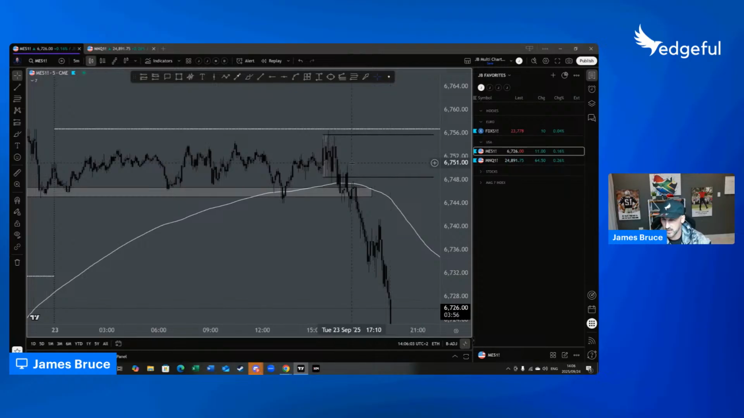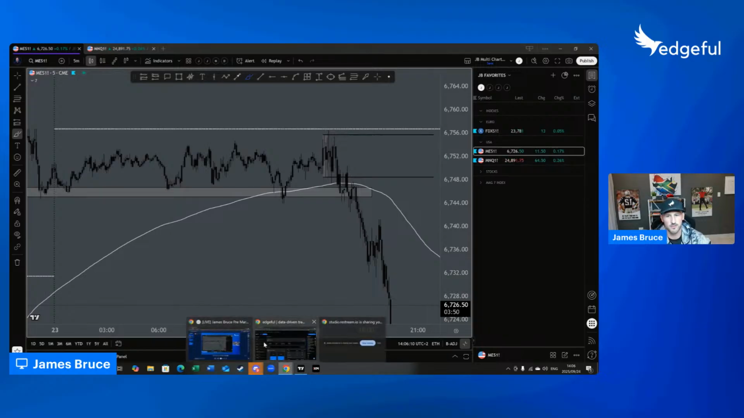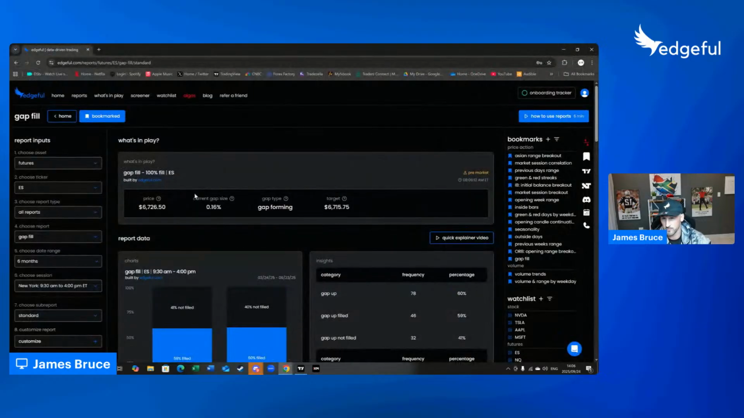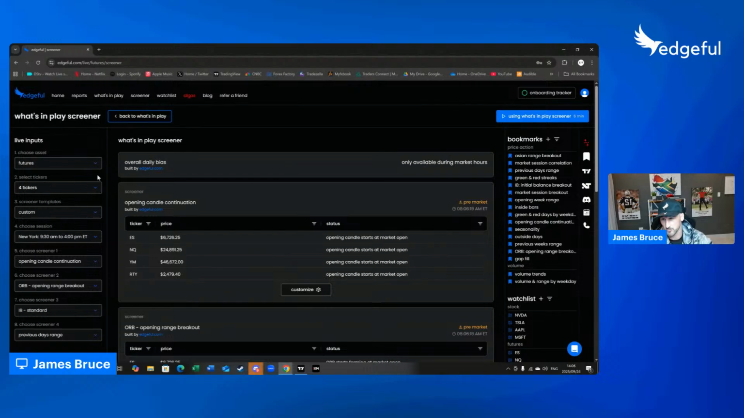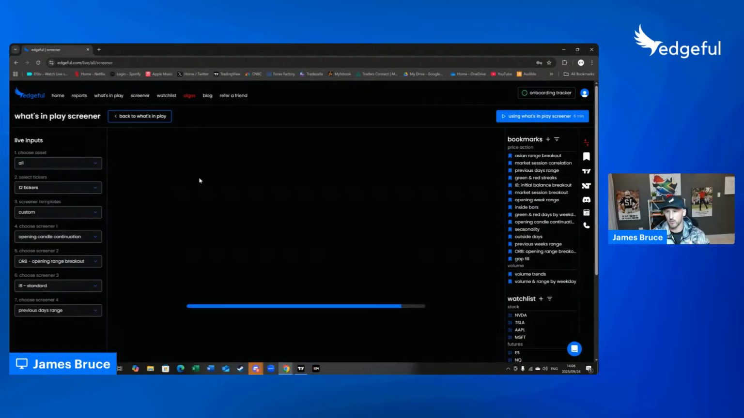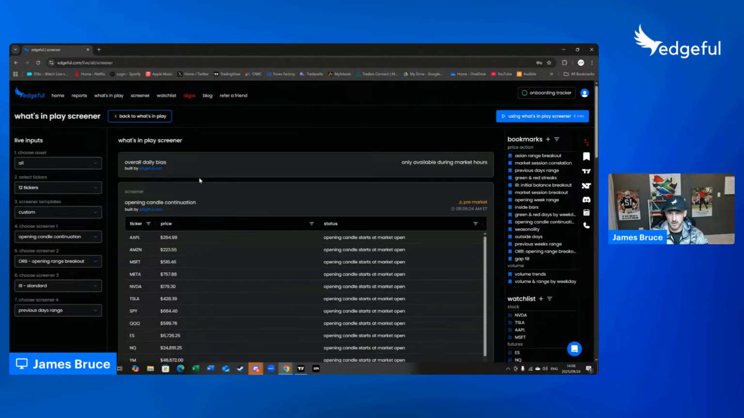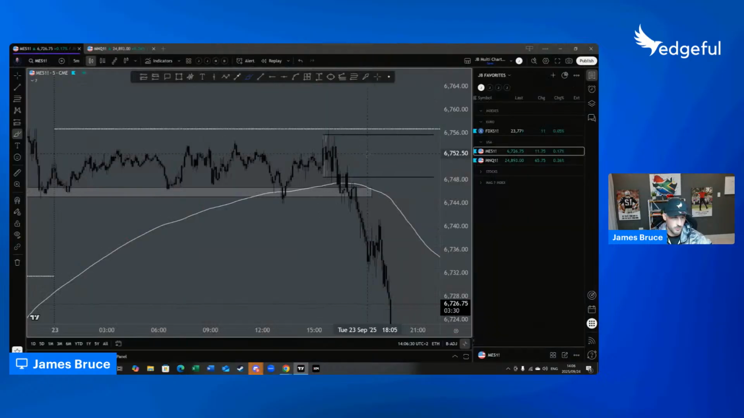Something we just got to have a look at was yesterday we failed to take out the previous day's highs, and you guys know that with the Edgeful reports, that previous day's range is something that I am looking at quite often. If you go to the screener from yesterday, everything was pointing that we wanted to be, at least for me, short biased. The first hour on the Nasdaq, ES and even RTY was pointing that we wanted to be looking for those shorts. Also notice how we don't take out the highs of that opening range over here.